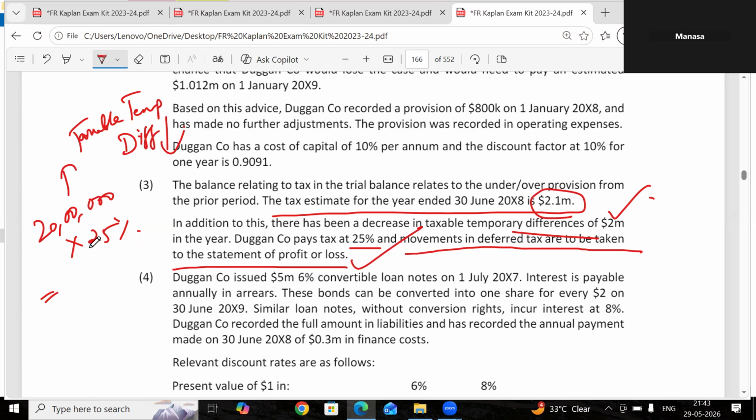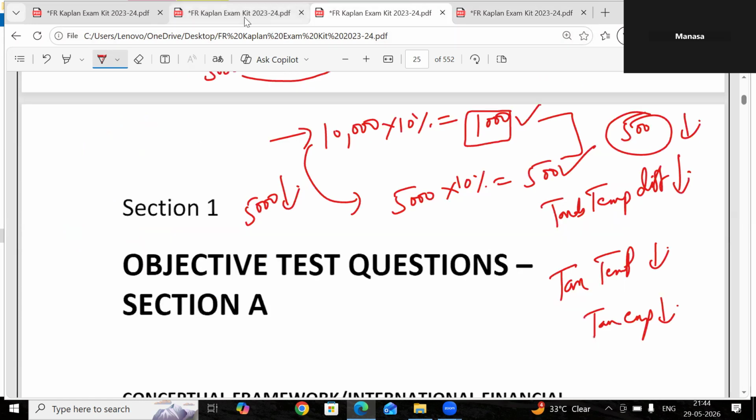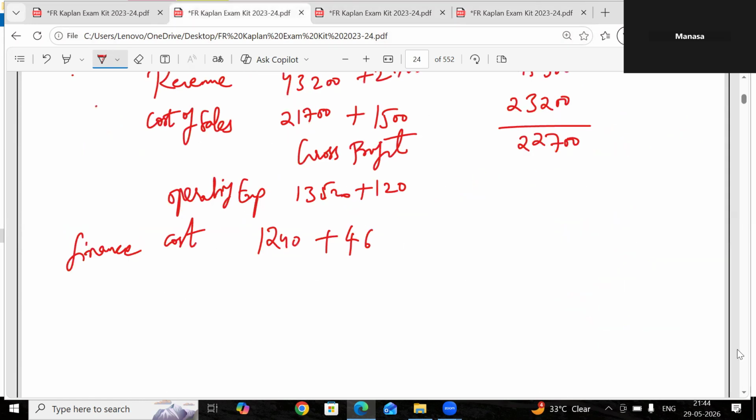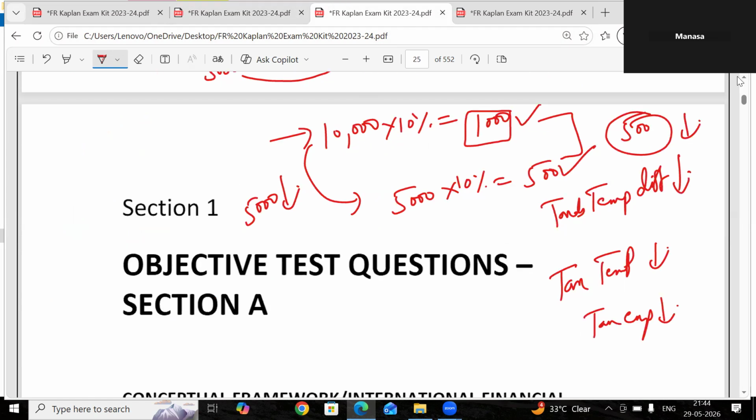So what is the amount here? 25% of 2000 is 500. So 500 is the amount I need to adjust. I will adjust here. So I will write this in working notes. I must write.